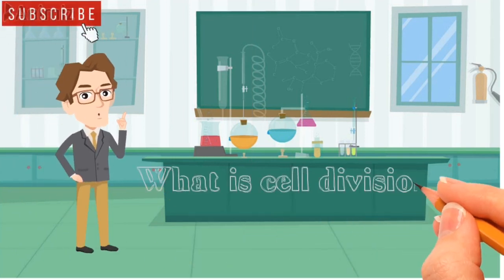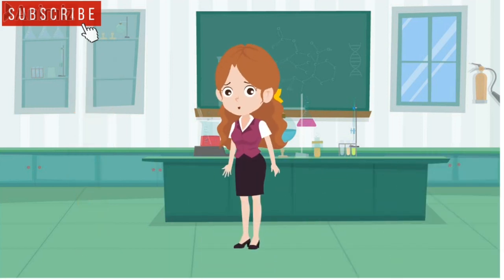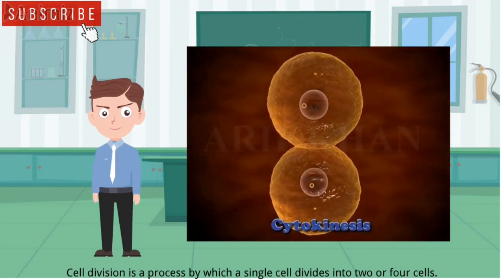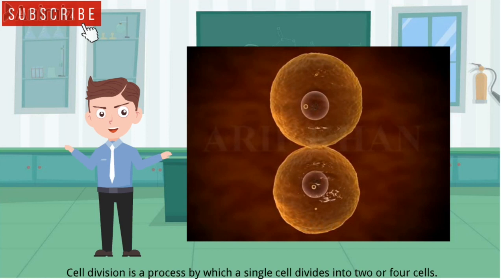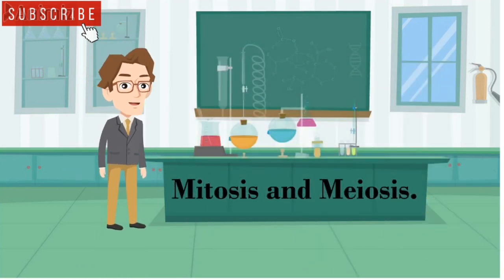Adam, tell me, what is cell division? If you know the answer, tell me in the comments. Cell division is a process by which a single cell divides into 2 or 4 cells. There are two types of cell division, namely mitosis and meiosis.